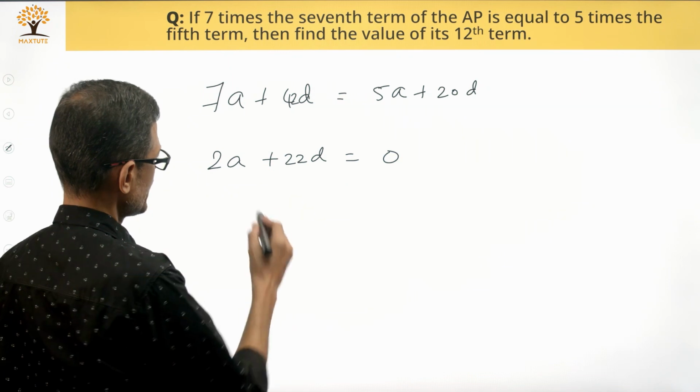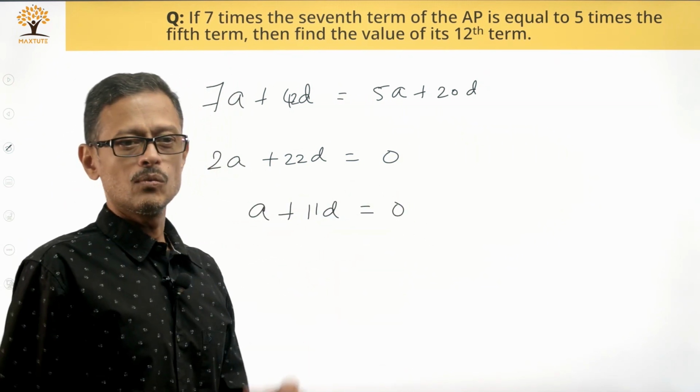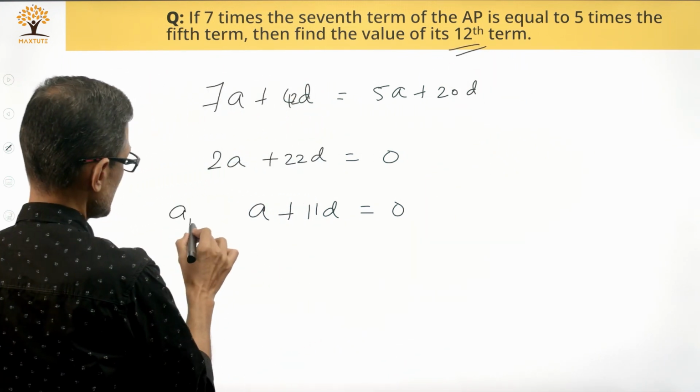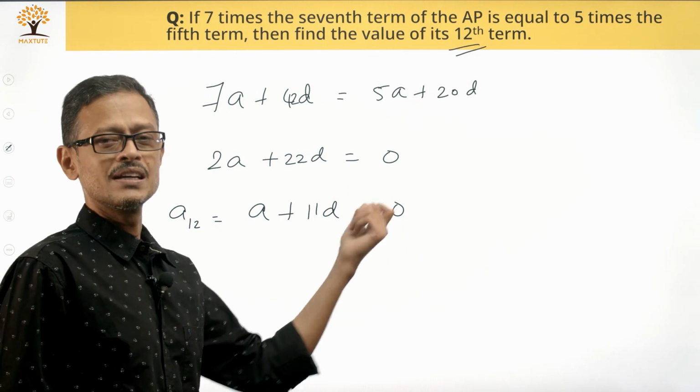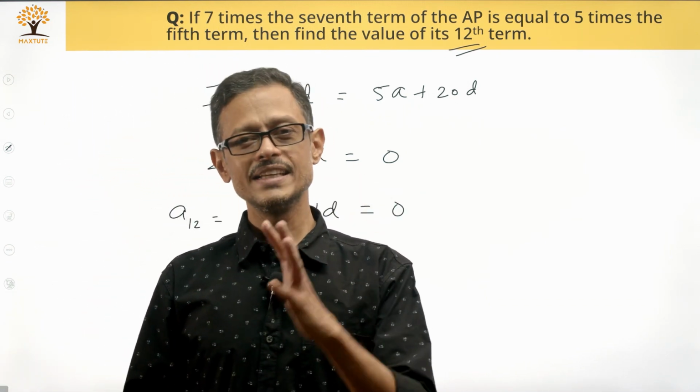Divide this entire equation by 2, and you'll get a plus 11d is equal to 0. What did we have to find out? We had to find out the value of the 12th term. The 12th term a12 we know is equal to a plus 11d. That is equal to 0. So the 12th term of this arithmetic progression is equal to 0.